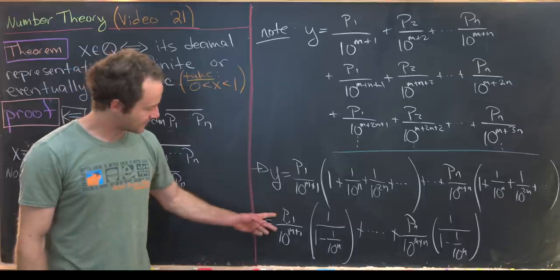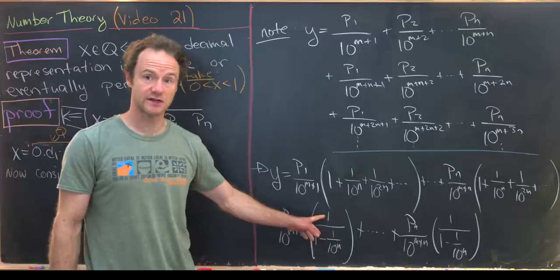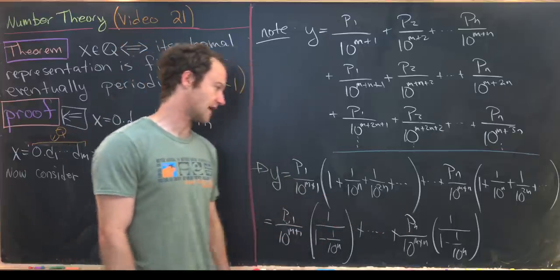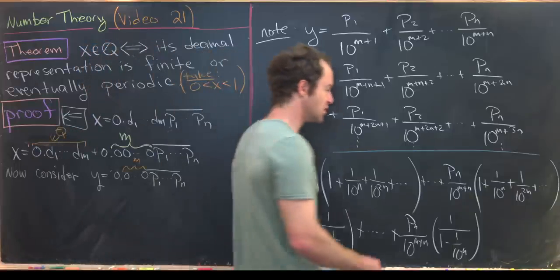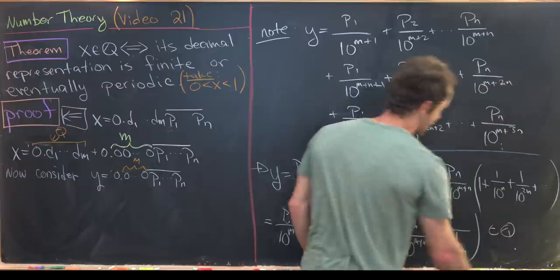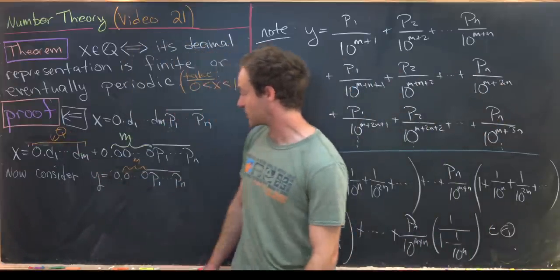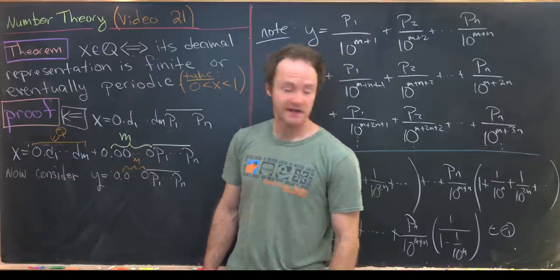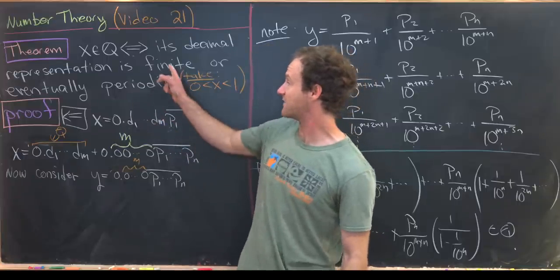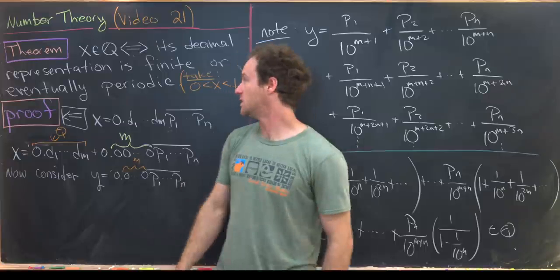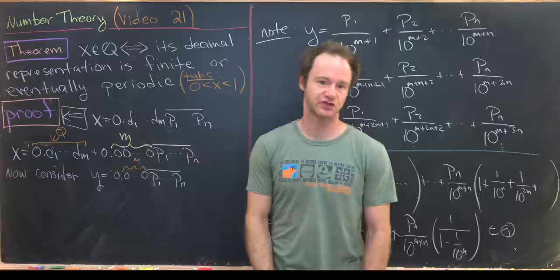But let's see what we've got. This guy right here is obviously a rational number. This guy right here is obviously also a rational number. All of these are rational numbers. We're adding up finitely many rational numbers at this point, which means in the end, we get a rational number. So put that together with the fact that the part that we trimmed off was also a rational number, tells us that our x, which we started with as a finite or eventually periodic decimal, is in fact a rational number. So that finishes the proof of this reverse direction.